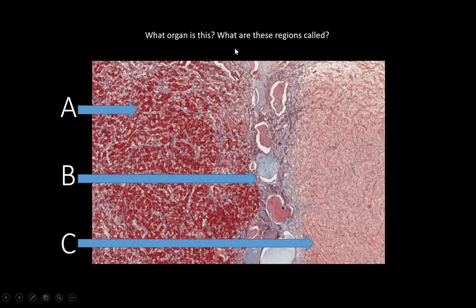Okay, so we're back to the endocrine system. What organ is this, and what are these regions called? Try to answer this on your own before I do, but hopefully you know that this is the pituitary gland. Remember we've got these 3 distinct regions in the pituitary gland. So we've got the pars distalis. This is the pars distalis. In between these 2 main parts is going to be the pars intermedia. And then out here is going to be the pars nervosa.